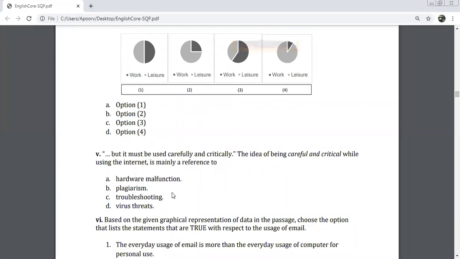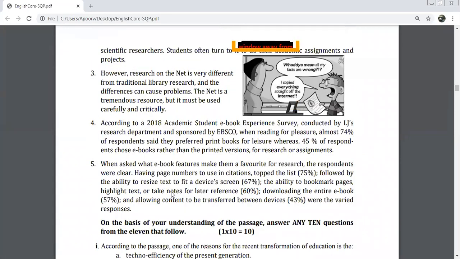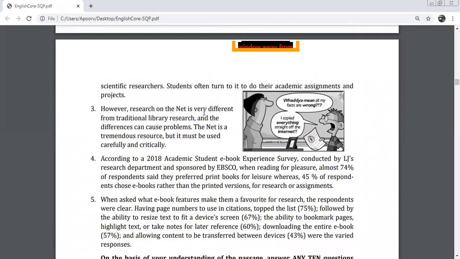The idea of being careful and critical while using the internet is a reference to hardware malfunction, plagiarism, troubleshooting, or virus threats. Please search for the answers. Yes, it must be used carefully and critically. Look for the answers, just 1 minute.